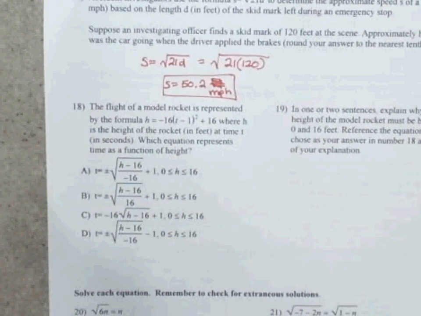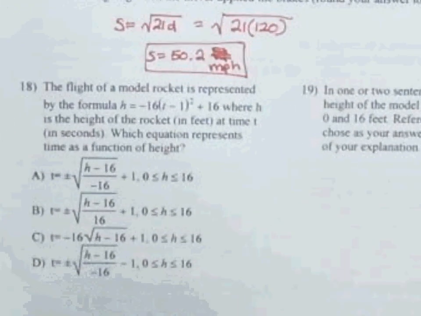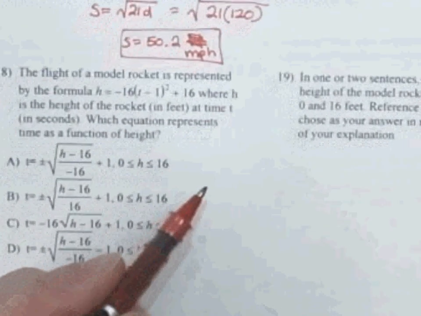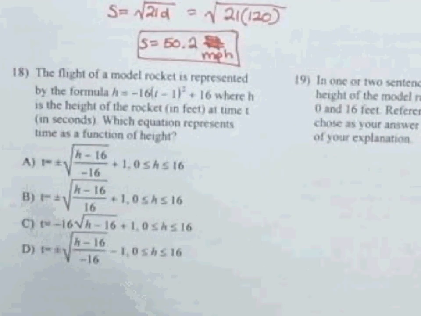Zoom in a little bit. So number 18 is talking about the flight of a rocket, and it can be modeled with this equation. The height of the model rocket is equal to negative 16 times t minus 1 squared plus 16, where h is the height of the rocket in feet at a time t seconds. Which equation represents time as a function of height?